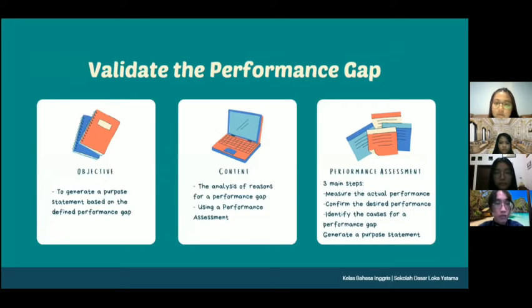The first common procedure is validate the performance gap, and every step has its own objective. The objective of this step is to generate a purpose statement based on the performance gap. Each student has their own performance gap that has to be closed or completed using this instructional design program. And in this step, we have to analyze the reasons for their performance gap.